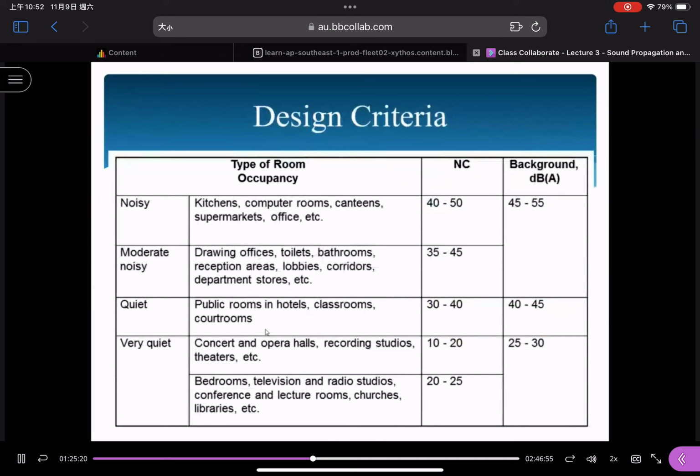We need to check the design criteria, whether it can fulfill the relevant conditions. For example, if we want to design a kitchen, the NC weighting must be equal to 40 to 50. If we check the area for a kitchen and it can fulfill this, this is good enough. If we design an office like this one, but the NC weighting finally is, let's say, 45, it means that we cannot fulfill the recommended guidelines. So you need to install more effective materials inside that area so that we can check again and see whether it can fulfill these recommendations.